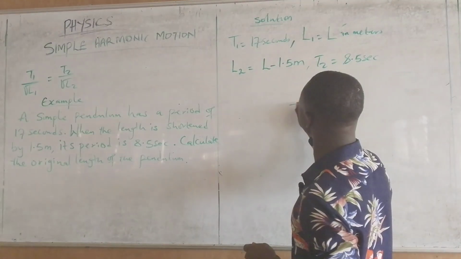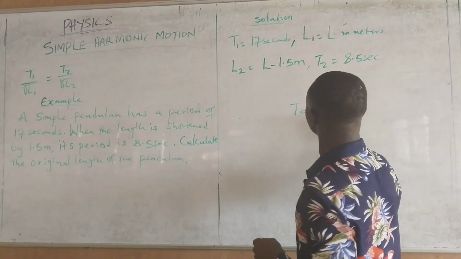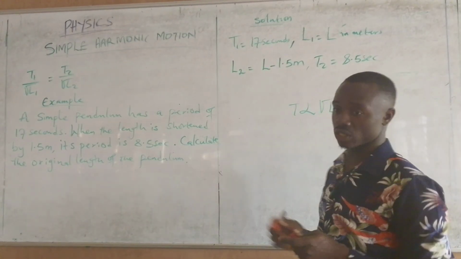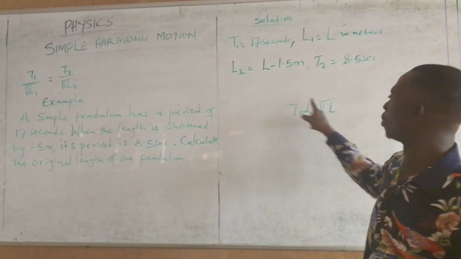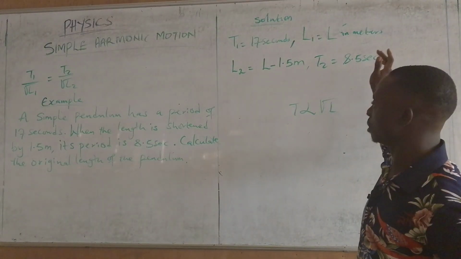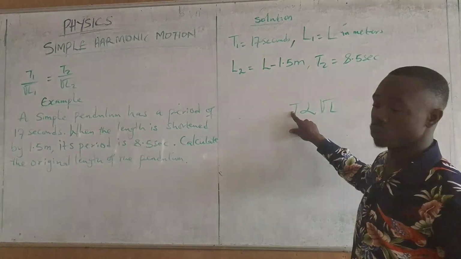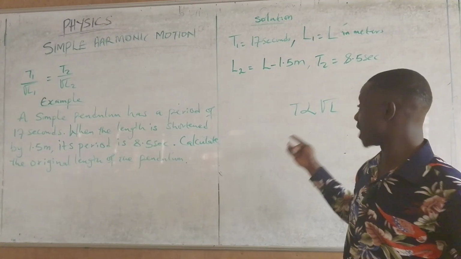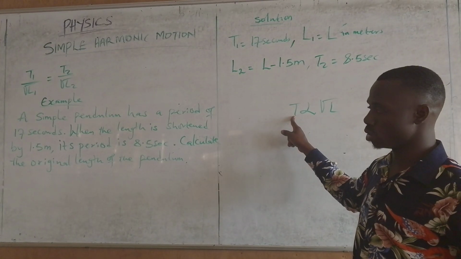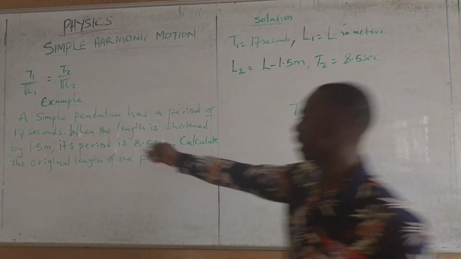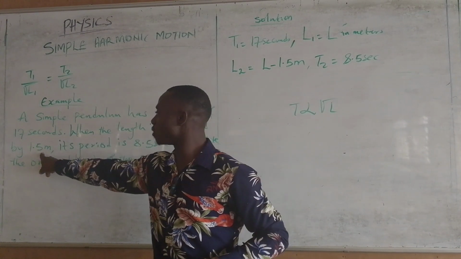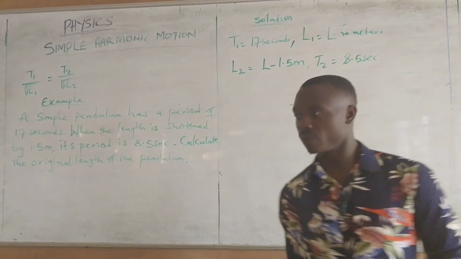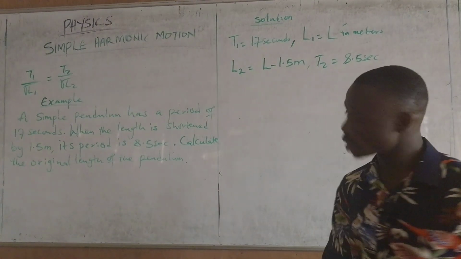Now don't forget that we said T is proportional to root L. That is direct proportionality. When length is very long, the period is going to be big. When length is small, because this is direct proportionality, period will also be small. So when the length is shortened by 1.5, the period reduces to 8.5 seconds.